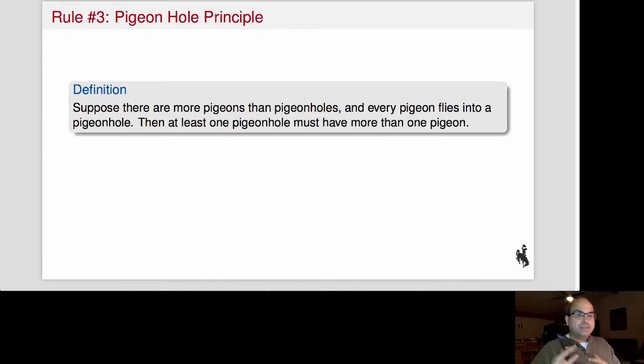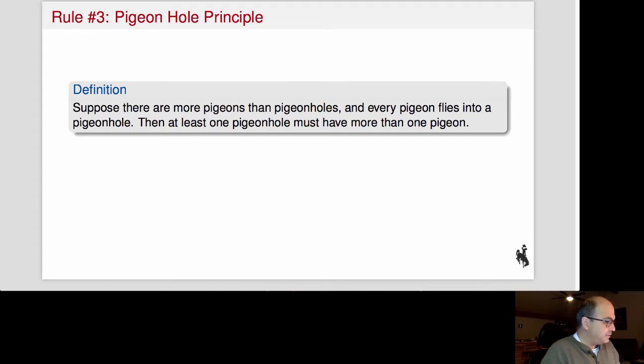Okay, now here's the third principle. It's actually slightly different than the first two, because this is the principle that's going to let us find at least these many things, or at most these many things. It won't quite tell us how many. It'll just allow us to say that it is more or less than some threshold. So it's called the pigeonhole principle.